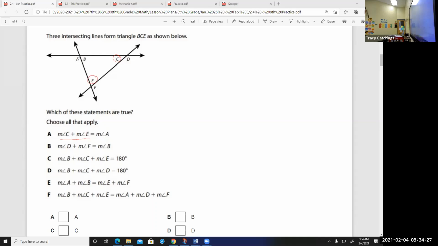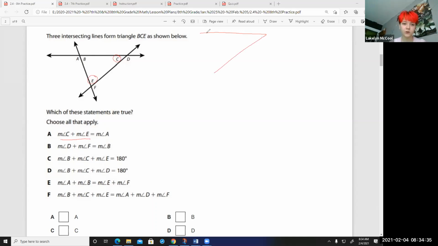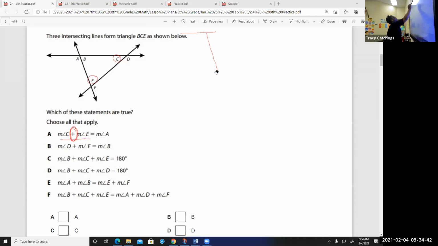Why you say false, Lakeland? Because they are neither corresponding, nor do they have much of any relationship. Together, I can't add them together and get something. I'm going to redraw this triangle without all these extra lines. Can I add C and E to get A? All right, let me redraw it another way because we just had a problem that looked like this. So now that I have redrawn it, can I add C and E to get A?